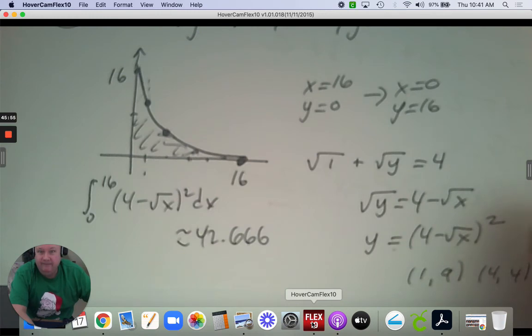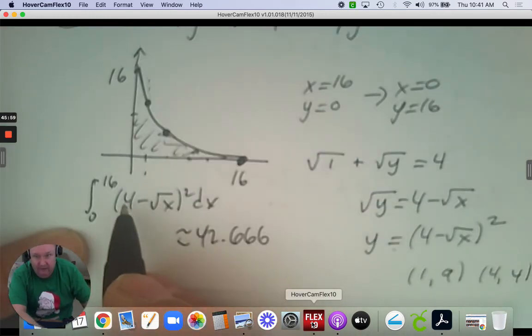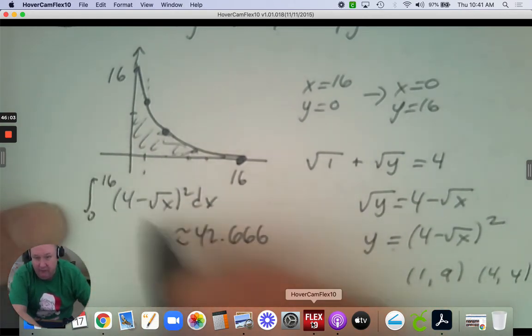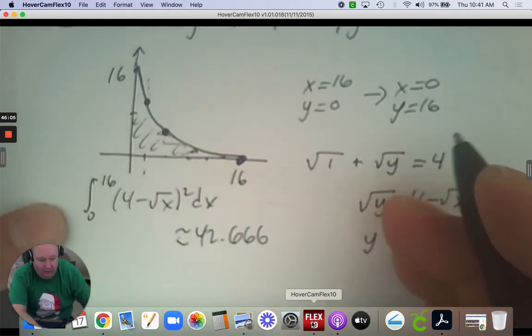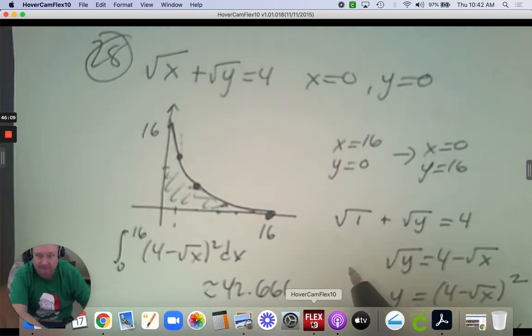Done. So you could have actually foiled this out and done the antiderivative, plugged in 16, subtracted 1, and you would have actually gotten a rational answer out of this. So you didn't have to use your calculator, but it was nice that you could use it. 29.